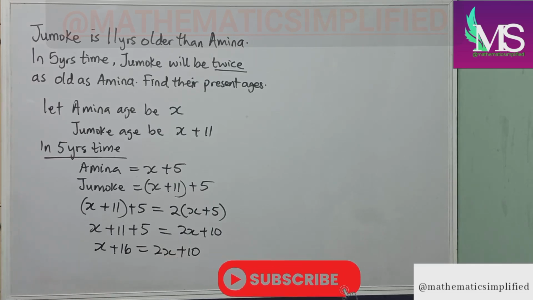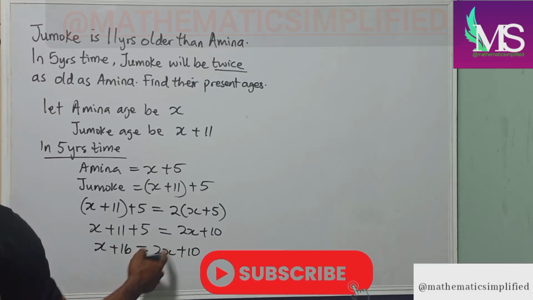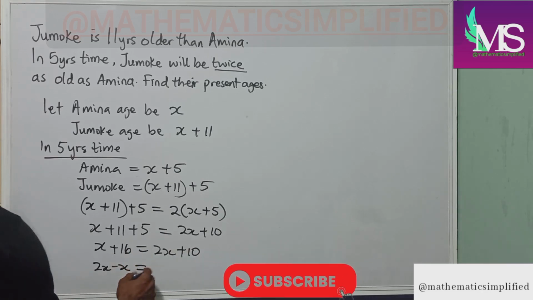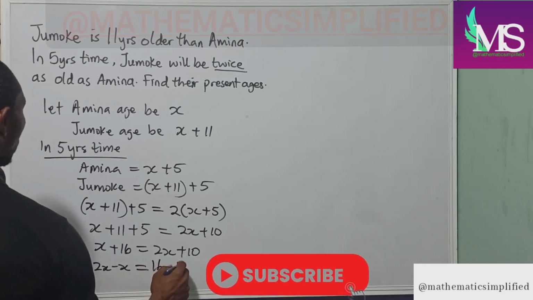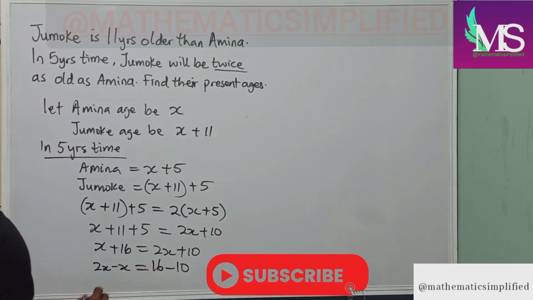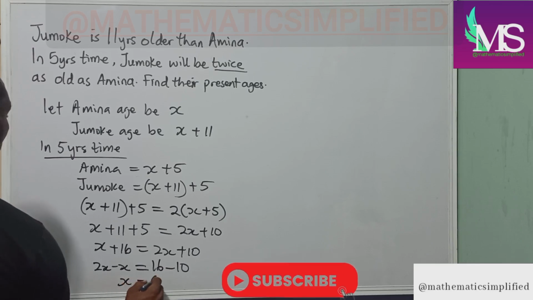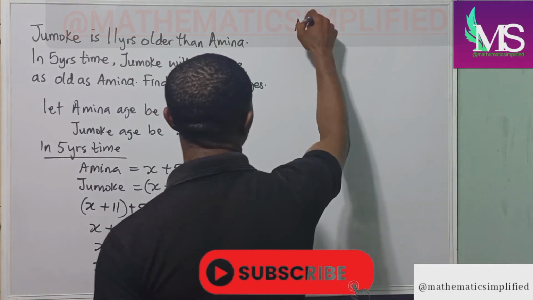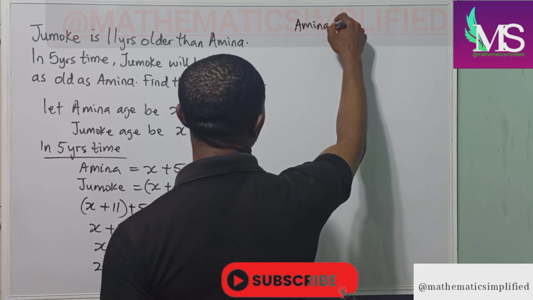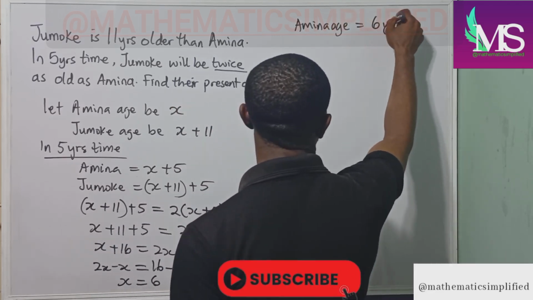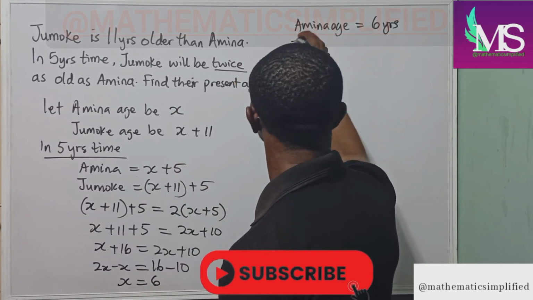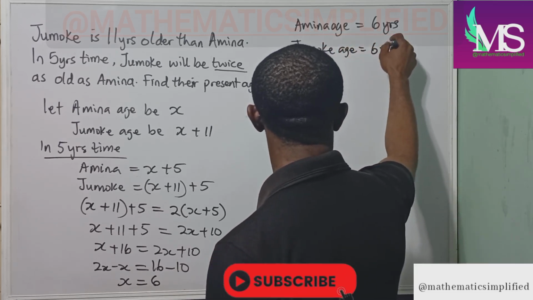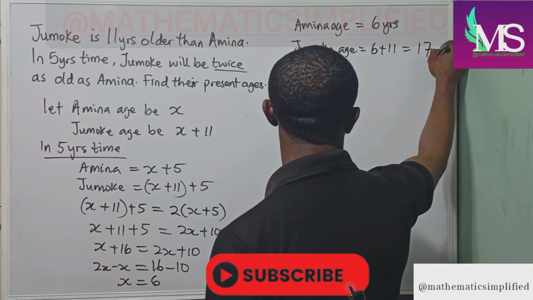Now collecting like terms, x going over will give us 2x minus x, equals 10 coming over, which gives us 16 minus 10. So from here we can see that our x will be 6. That means Amina's age at present is 6 years. And if Amina is 6 years, then Jumoke will be 6 plus 11, which is 17 years.